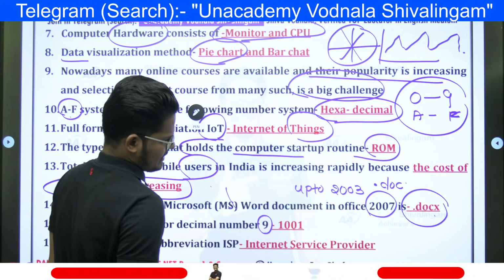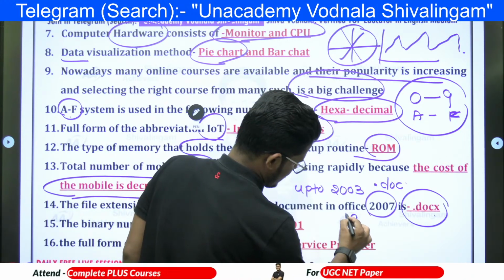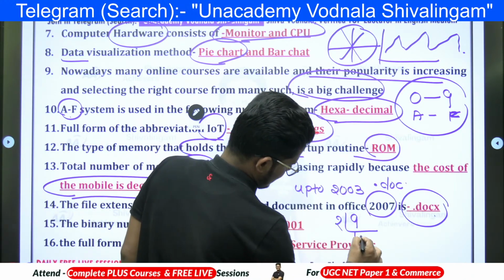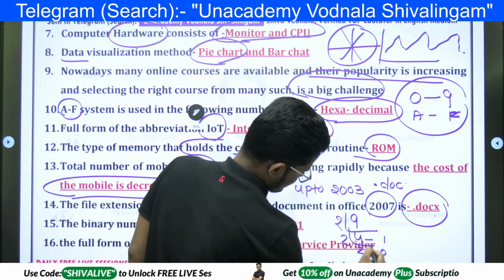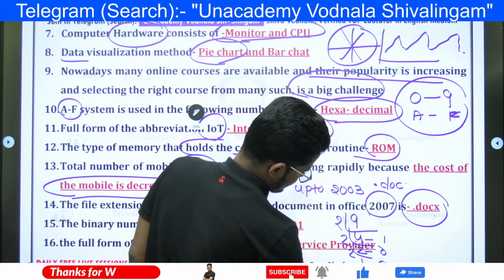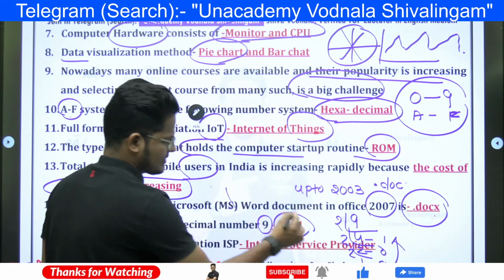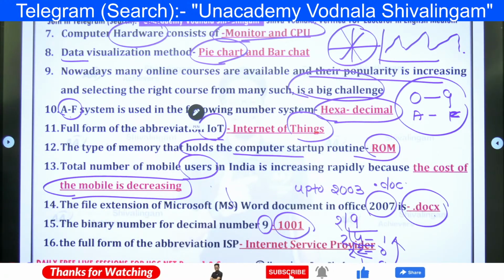Next, the binary number for a decimal 9. How to calculate a binary for a decimal 9? 2 4s are 8, 1 will be the remainder, 2 2s are 4, 0 will be the remainder, 2 1s are 2, 0 will be the remainder. So 1001 will be the answer, that is over here.